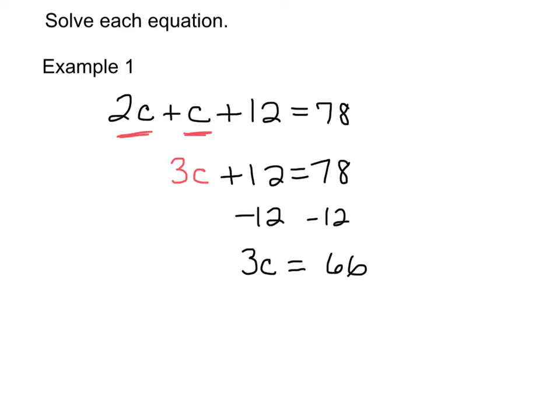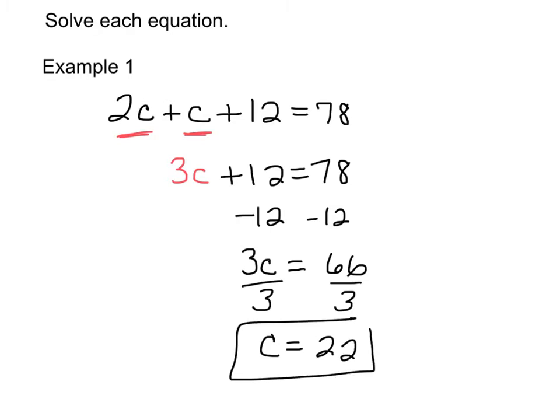Now, we have to now get rid of multiplication or division. That's step 5. Well, 3 times c, we have to get rid of the times 3. The opposite of times 3 is divide by 3. Whatever you do to one side, you have to do to the other. We divide by 3. So 66 divided by 3 is 22. So our answer is 22.